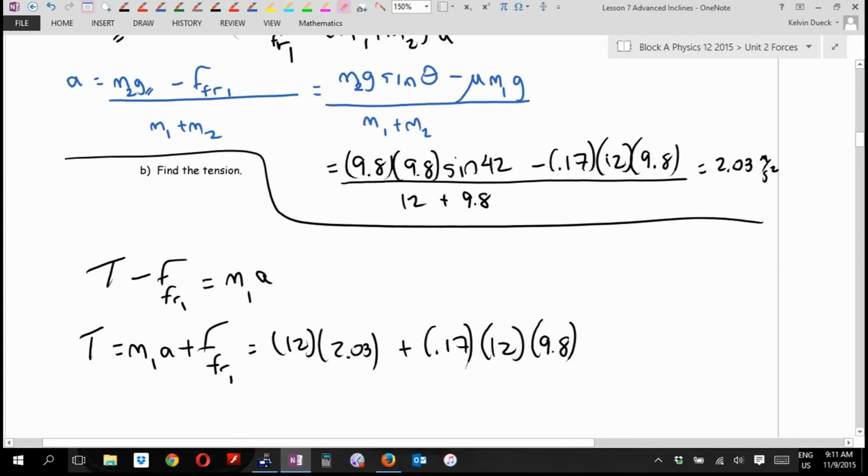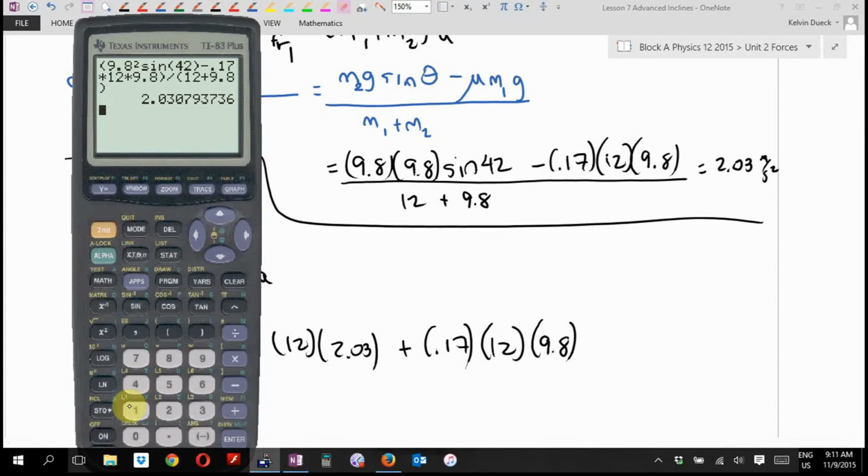Okay, that makes sense to me. 12 times answer button plus 0.17 times 12 times 9.8. I got a tension of 44.4. I hope.